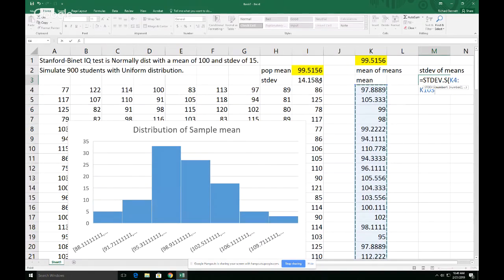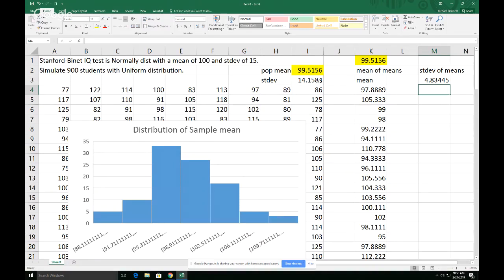Who thinks it will be the same? 1, 2, 3, 4, 5, 6. Who thinks it will be different? 1, 2, 3, 4. So 6 to 4. Who didn't raise your hand? Okay, you got it wrong. Okay, so here we go. Drum roll, please. It's very different. Minority one on that one.